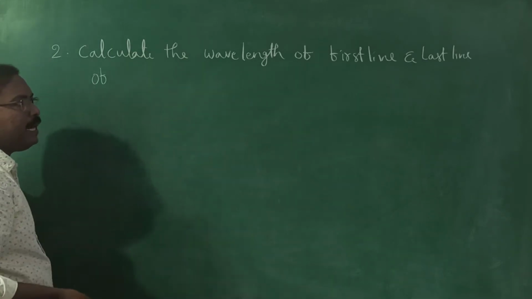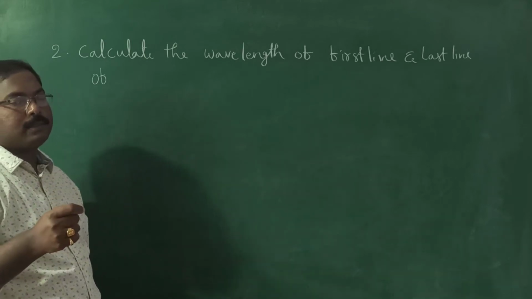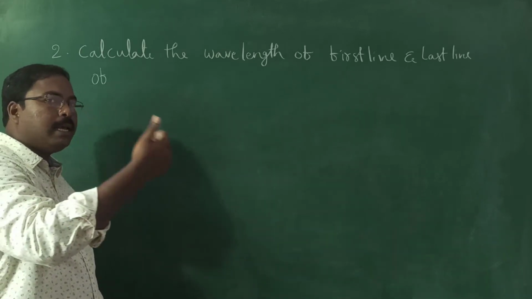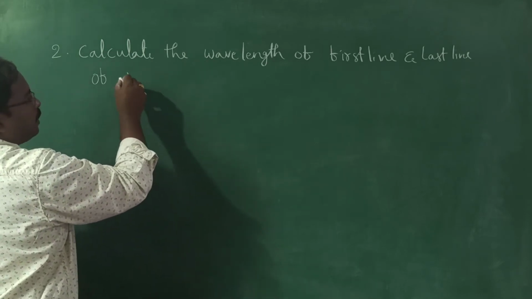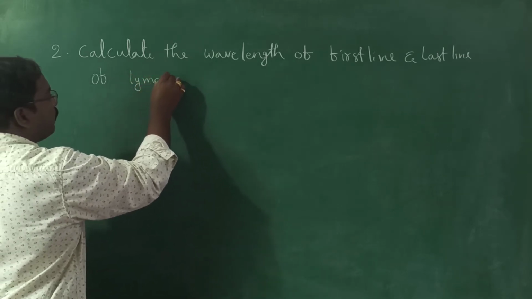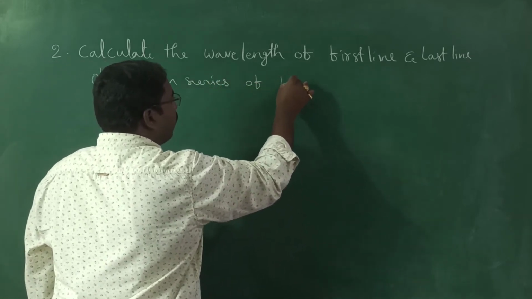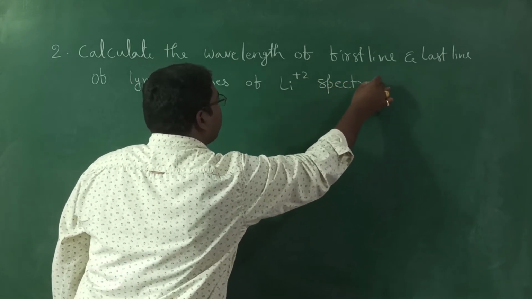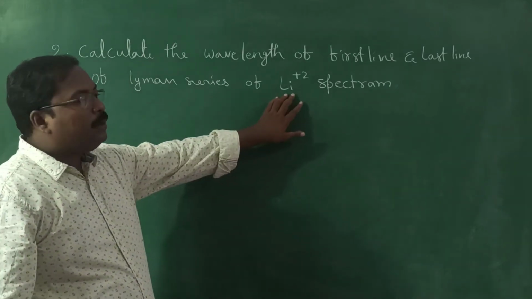let us take any other atom this time, because all these we have to take as hydrogen-like species, because the hydrogen spectrum contains only one electron, so any other we have to take. So for example, I am going to take here the first line and last line of Lyman series of lithium plus 2 spectrum. Got it? Lithium plus 2.